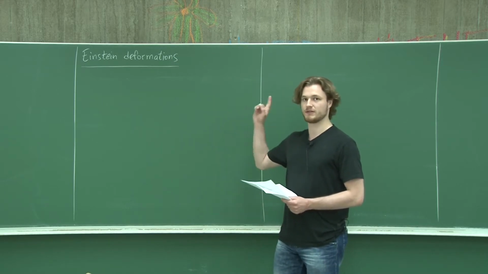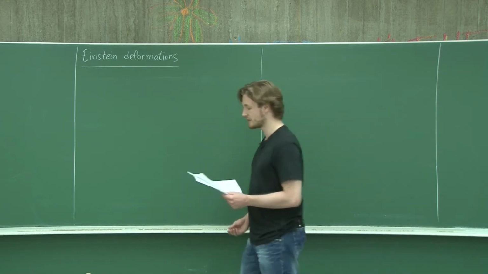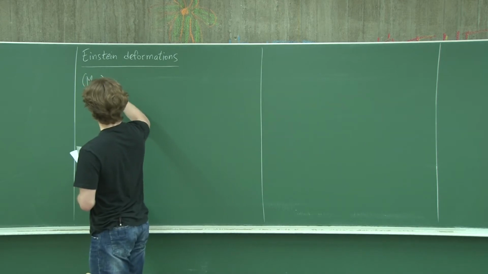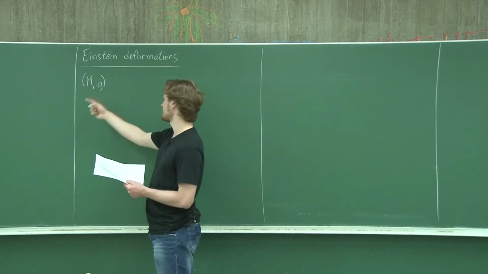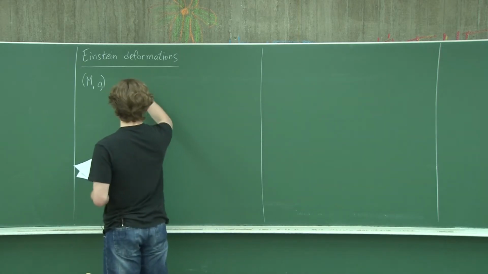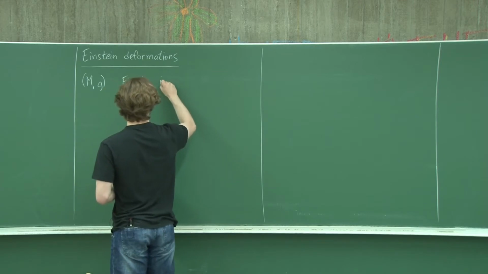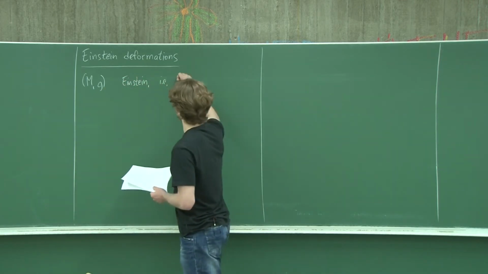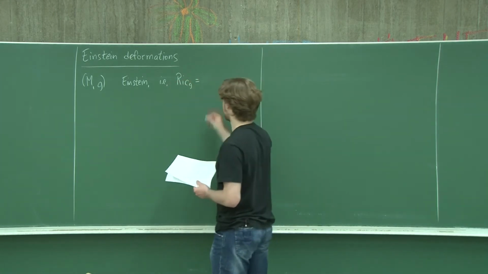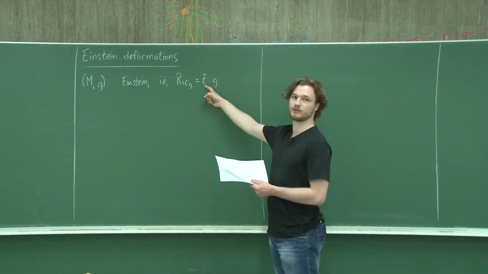First, we are going to talk about Einstein deformations. So, what is the point of this? Suppose we have some Einstein manifold (M, g), so some manifold M with a Riemannian metric g that satisfies the Einstein condition, meaning that the Ricci tensor of g is proportional to the metric itself by a constant factor E, which we call the Einstein constant.